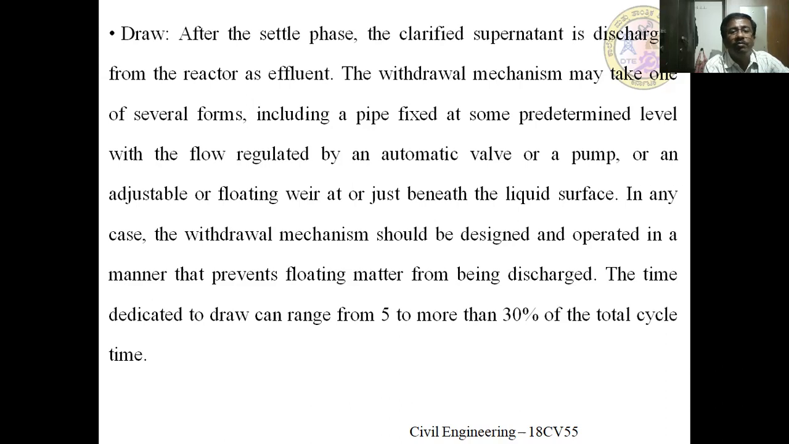In any case, the withdrawal mechanism should be designed and operated in a manner that prevents floating material from being discharged. The time dedicated to draw can range from 5 to more than 30% of the total cycle. Here, in the draw step, we remove the supernatant after treating the wastewater in the sequencing batch reactor. It is carried out at different levels at different times depending upon the removal efficiency and other factors.